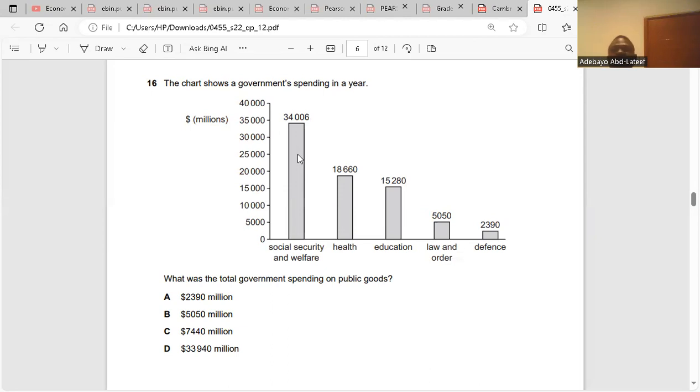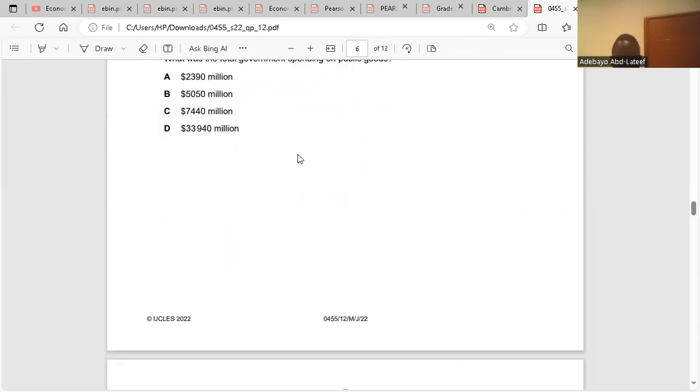Great. Social security and welfare is excludable. Social welfare means unemployment benefit. You won't get it if you are employed. So it is excludable. Health and education are merit goods, not public goods. You don't know the benefits of it. We have law and order, and defense. These are the public goods. So 5,050 plus 2,390 makes 7,440. So the answer is C. Clear? Yes. That's the explanation for question 16.